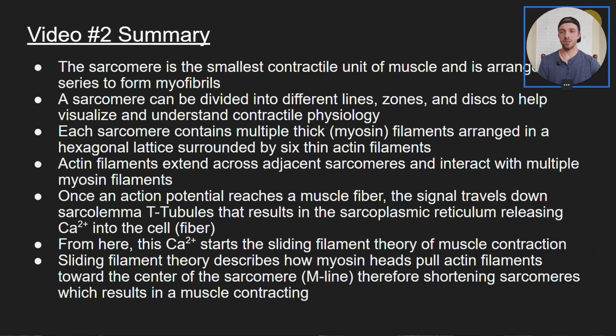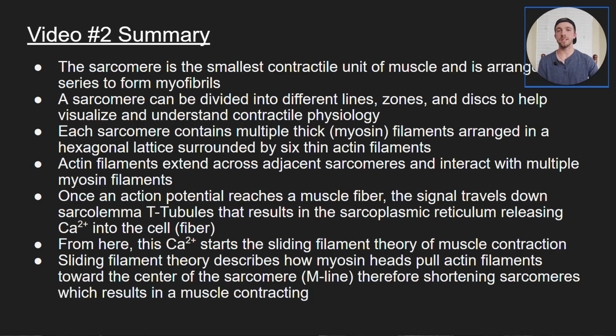All right, video 2. Sarcomere, smallest contractile unit of muscle, right? This is going to be a test question somewhere. Just commit that to memory. The sarcomere is divided into these different lines, zones, and discs that are just visual markers to help us understand contractile physiology. Every sarcomere contains multiple thick myosin filaments arranged in a hexagonal lattice surrounded by 6 thin actin filaments.